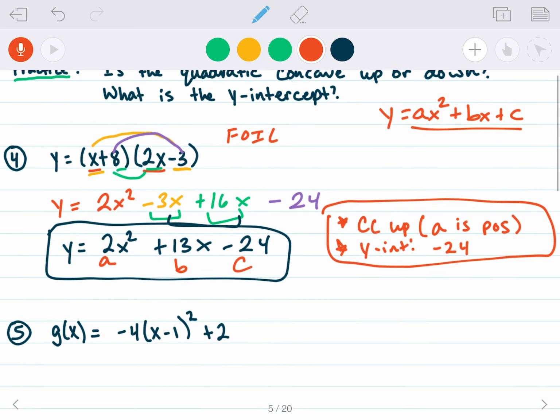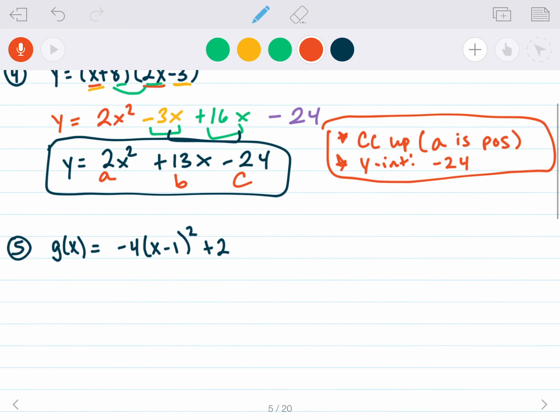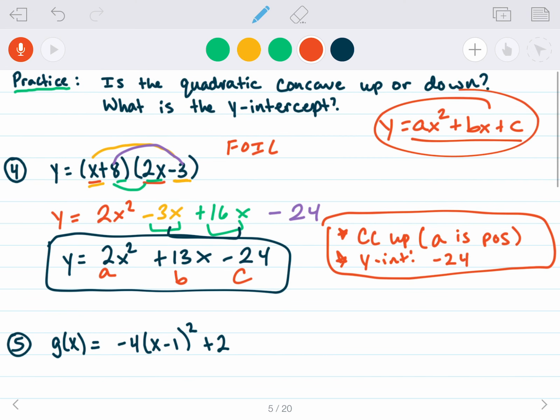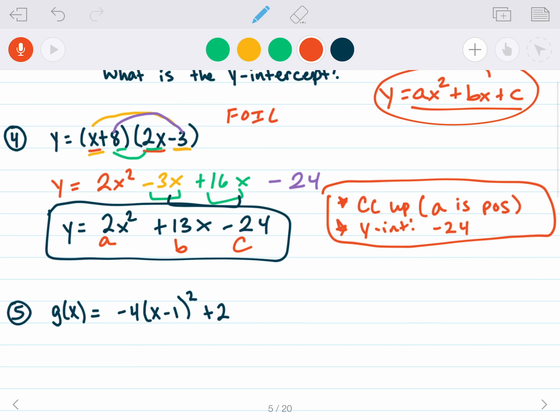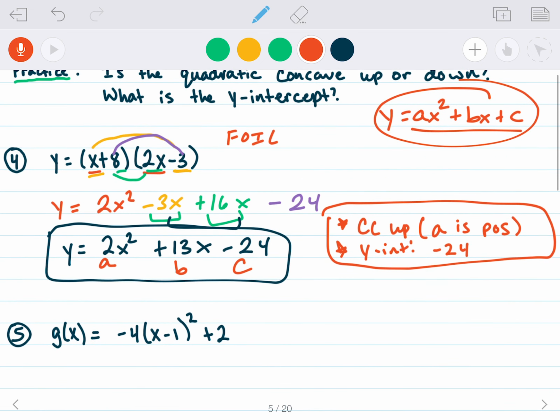Okay, let's try number 5. Are we in standard form? Do we have a number times x squared plus a number times x plus a number? Is that what this looks like? Well, no, not really, because we have a number, but it's not times x squared, it's times x minus 1 squared. So we want to manipulate this again so that we're in standard form.